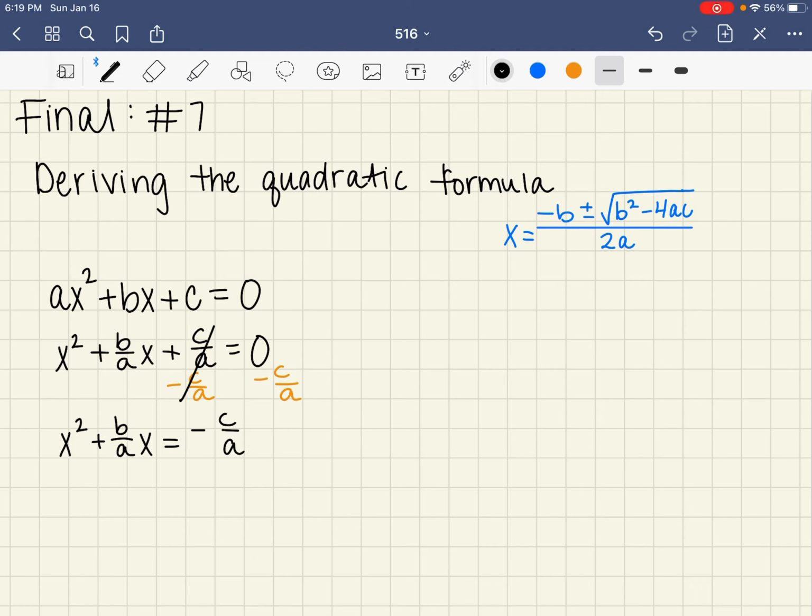So now in order to complete the square, we're going to take the b over a and put it over 2, and then we're going to square it, and we're going to add it to both sides. So we get x squared plus b over a x, and our new term, b over 2a, and we're going to square it, and if we do it to that side, we have to also do it to the other side.